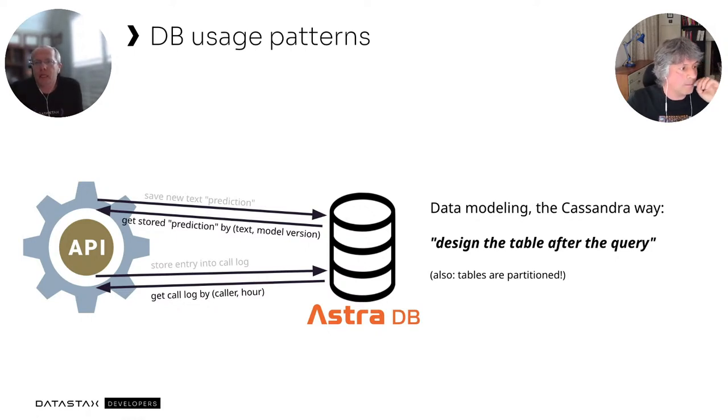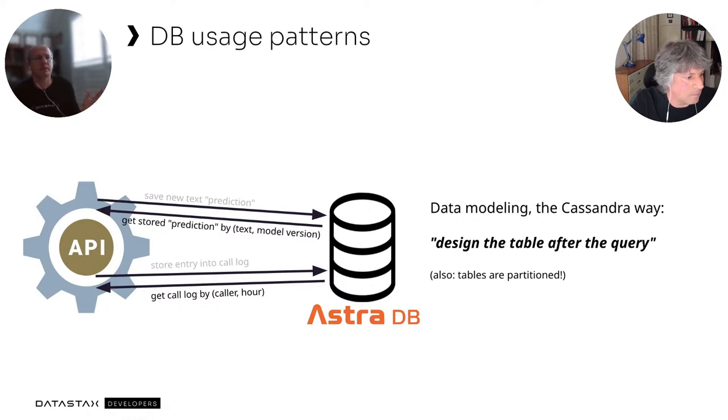So how are we going to use the database for this system that we are building, which is going to have a machine learning component, an API component, and a database? Essentially, there are a couple of assumptions that we have. Most of the time, the machine learning model is deterministic. So if you give the same input to your model, it will give you the same output. So it doesn't make sense to recompute that output multiple times if it's expensive, and instead just store it and cache it in a database.